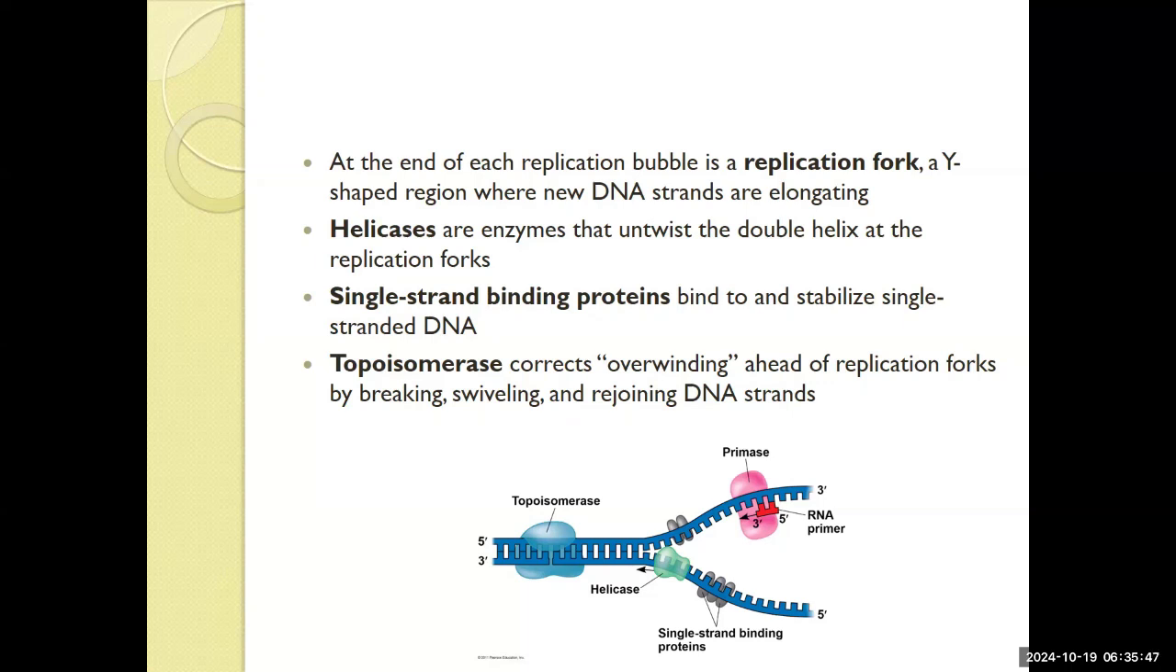The helicase untwists and separates the DNA double helix. Topoisomerase corrects overwinding at the other side of the replication fork. Once open, single-stranded binding proteins will bind and stabilize the single-stranded DNA so they don't collapse in and reseal.